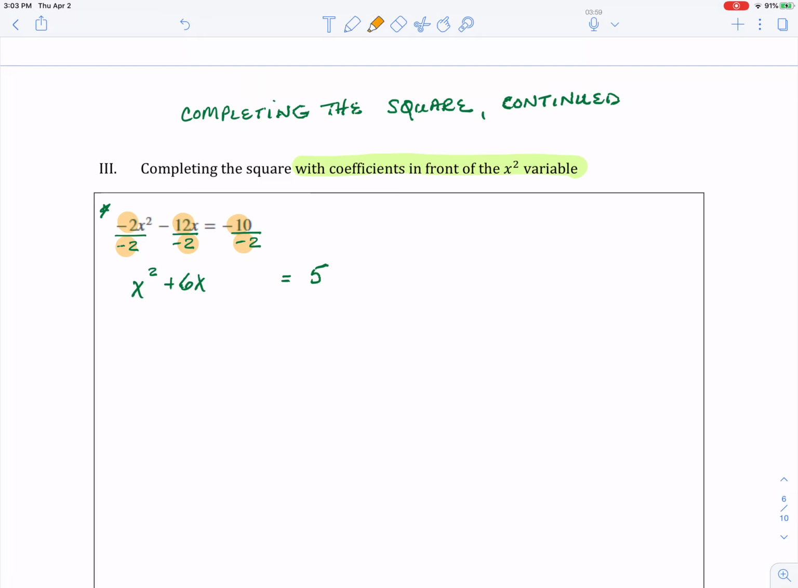And you notice how I left some space right in here so I can do the process of completing the square. So how do we complete the square? Hope you're getting pretty comfortable with this now. We take half of the coefficient on the first degree term. We square that result. And we add that result to each side.